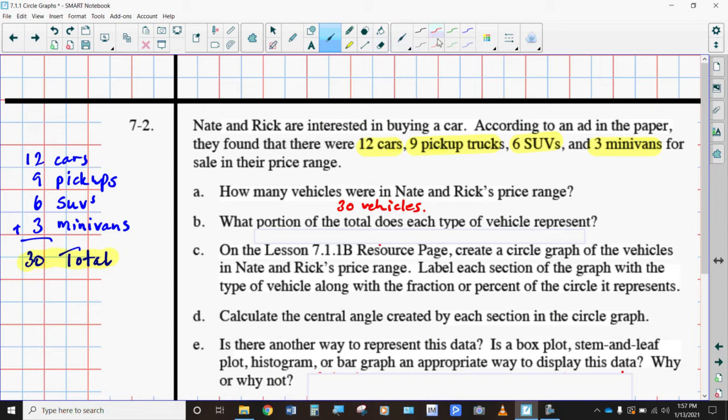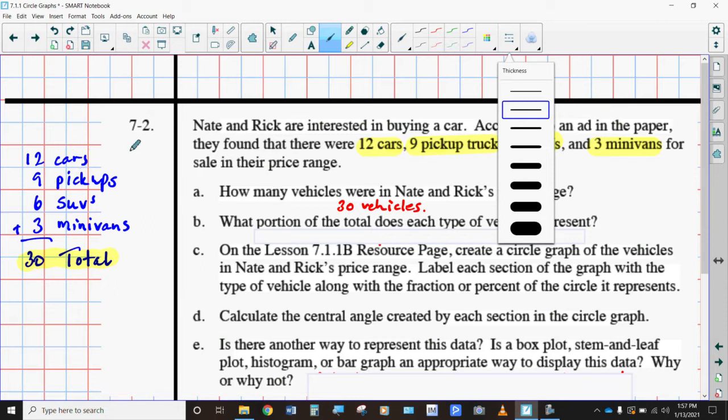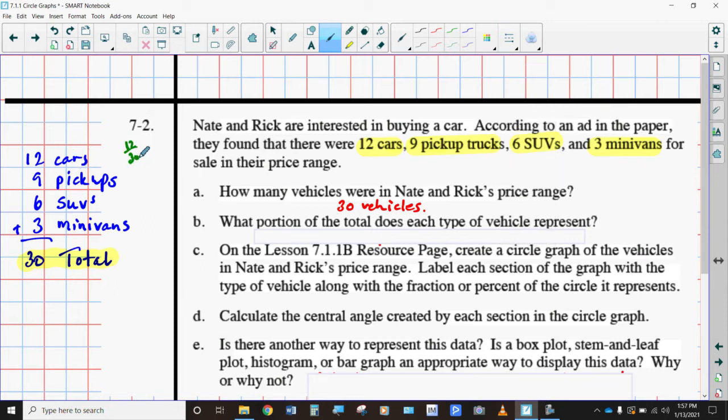I'm going to go ahead and do this in green. The cars would represent 12 out of 30. The pickups would be 9 out of 30. The SUVs would be 6 out of the 30, and the minivans would be 3 out of the 30. And then we can simplify these because 12, 9, 6, and 3 are all very friendly numbers, because they're all divisible by 3. So this ends up being 4 tenths, which is the same as 40%, 3 tenths, which is the same as 30%, 2 tenths, which is the same as 20%, and of course 1 tenth is the same as 10%.